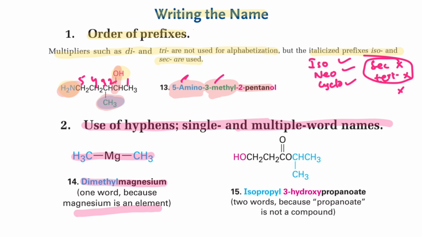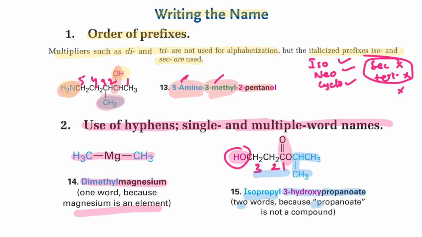Next one, here we have an ester functional group and a hydroxy functional group. Therefore, this is considered an isopropyl group. Numbering 1, 2, 3. Third position hydroxy is there. Therefore, it is called 3-hydroxy. Total 3 carbons, therefore propanoate.